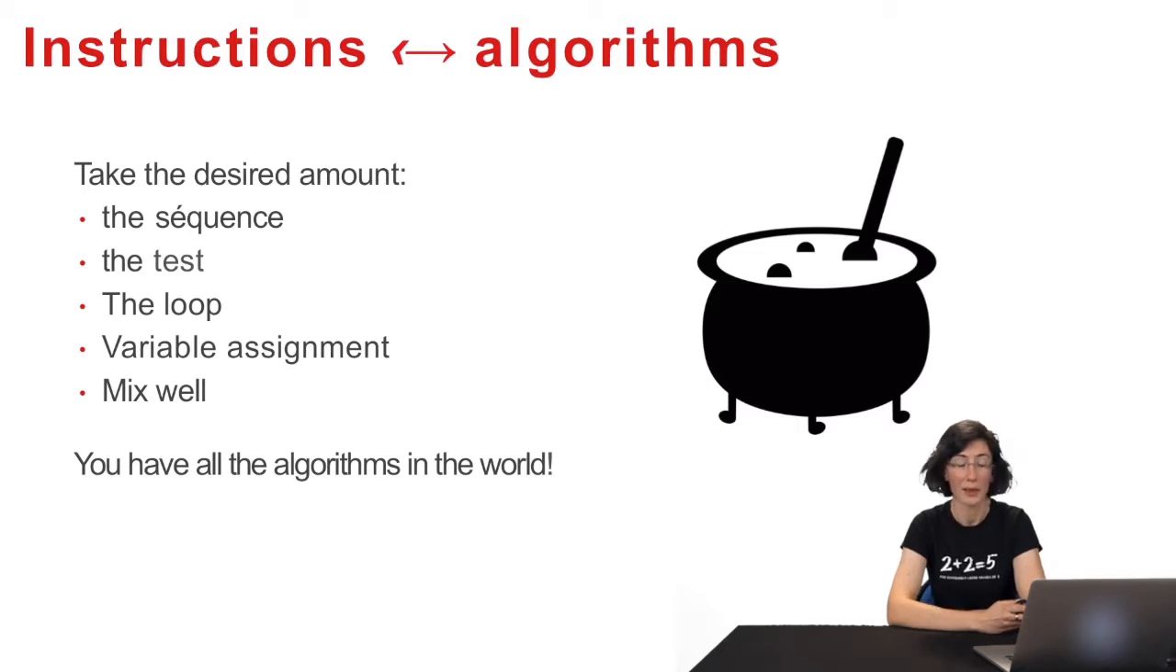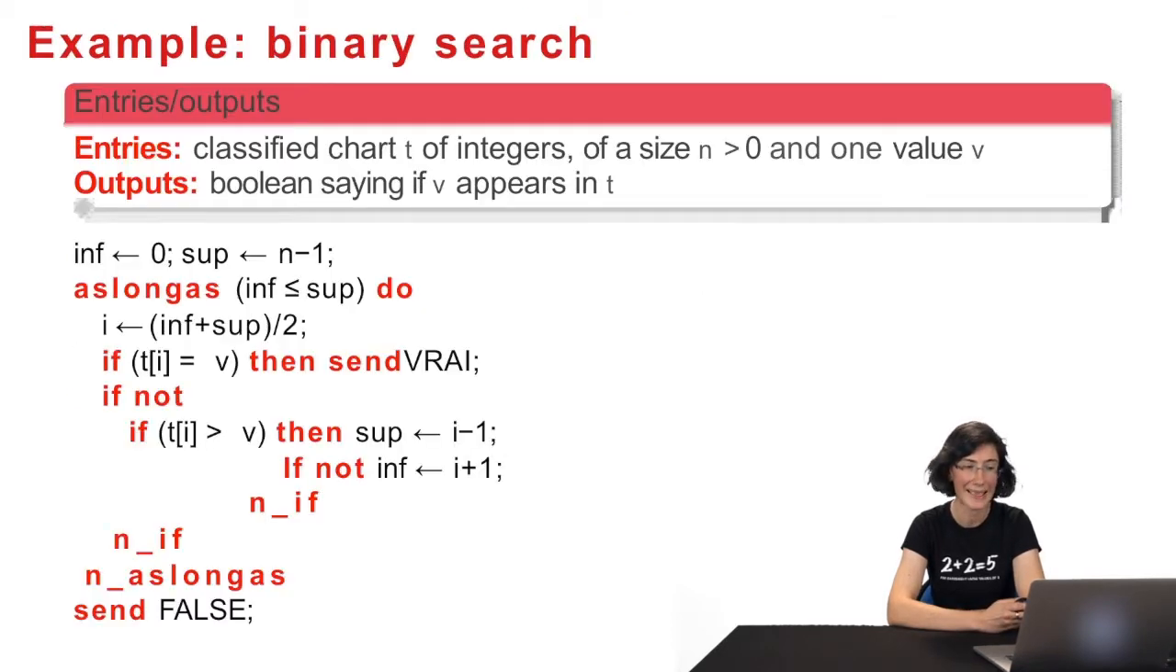Now, in the Let's Do Something in Algorithmic series, I will present to you an example called the binary search. The idea is to start from a chart that has been classified.